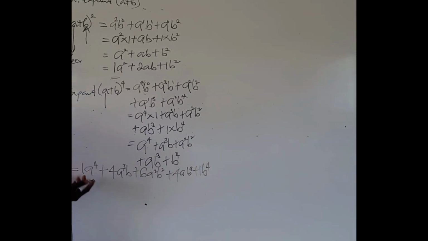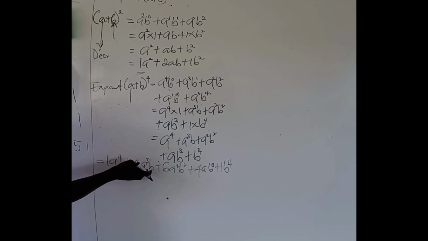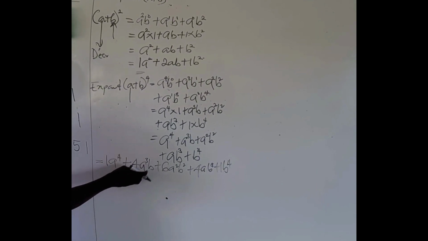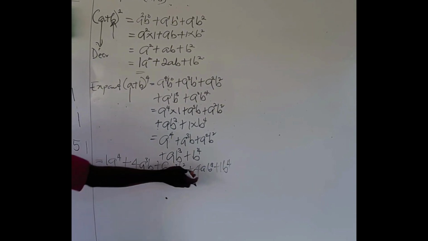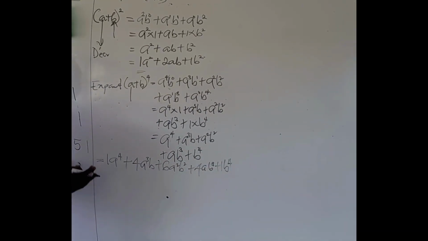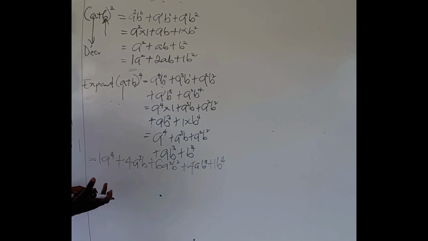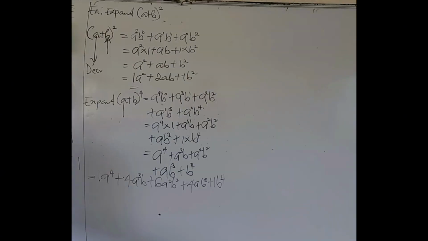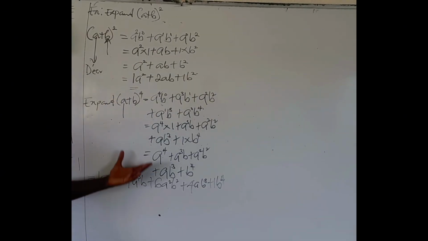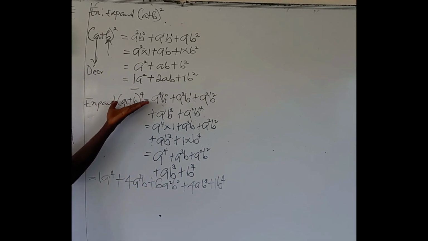Now, this is the coefficient. What is the coefficient of A raised to power 4? 1. The coefficient of A cube multiplied by B is going to give you what? 4. Then 6 and 4 and 1. So that is what we mean by coefficient. Coefficient means a number that is beside the alphabet. So that is how to solve a Pascal triangle when you are given in any index form.